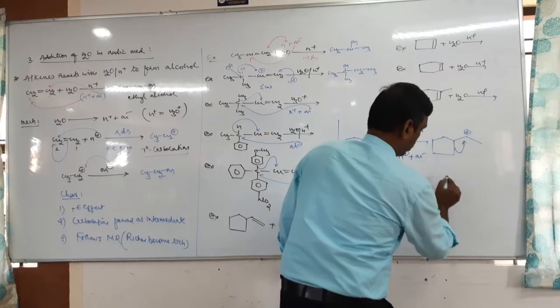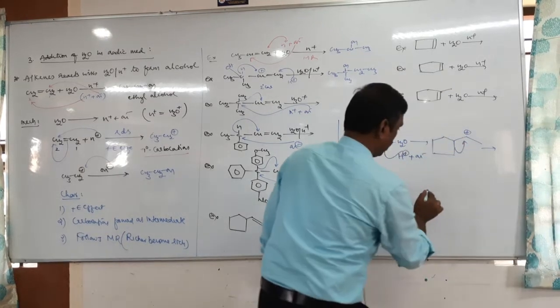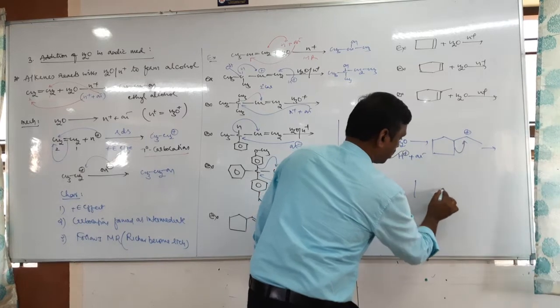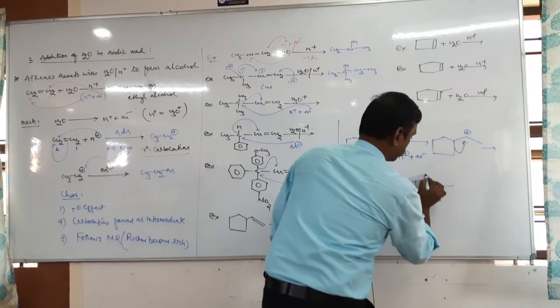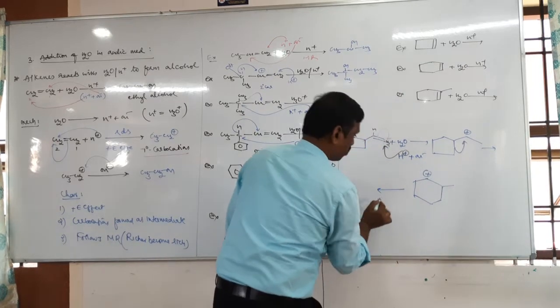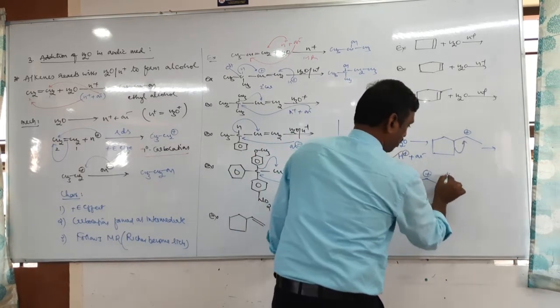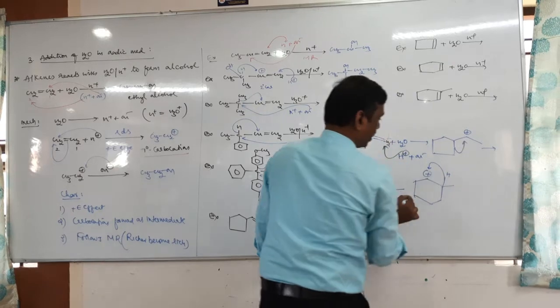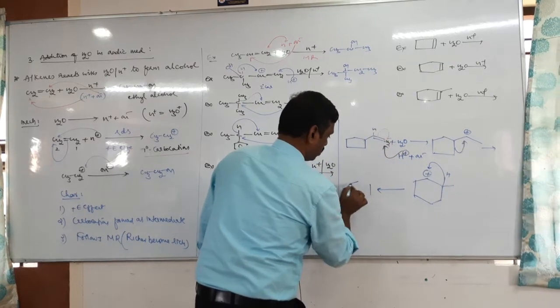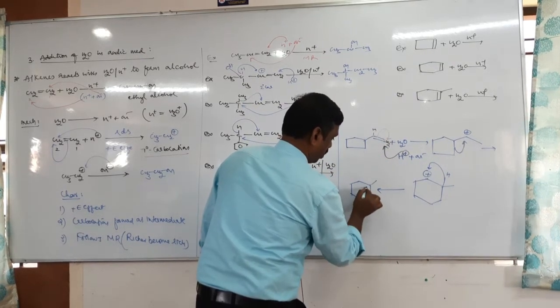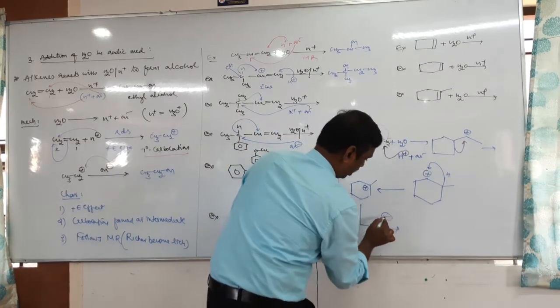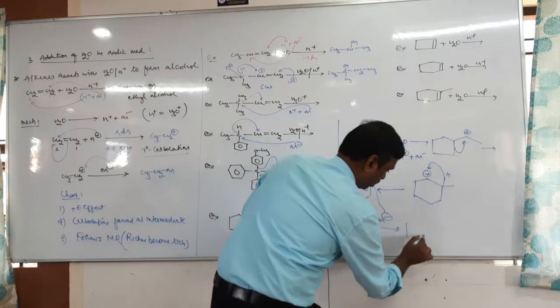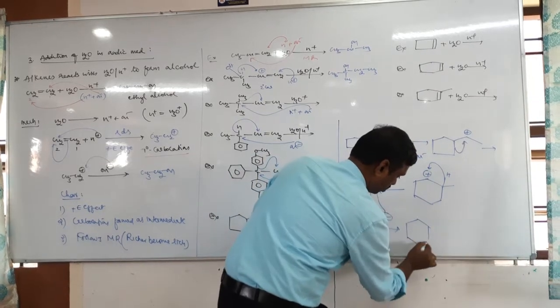So the product is another carbocation, which is 6-membered. In the 6-membered ring, the positive charge comes here, but it undergoes further rearrangement. In another rearrangement, this hydride shift takes place here. Then the carbocation comes here. The next step is OH minus attacking the same tertiary carbocation.